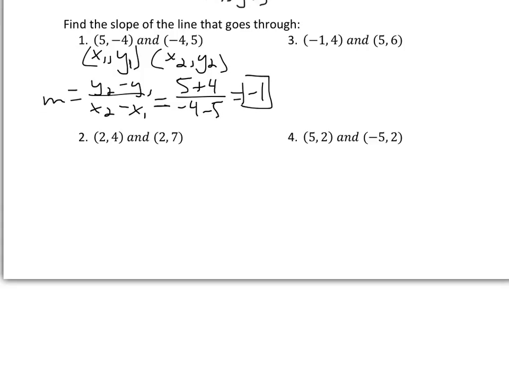Number 2. Slope is 7 minus 4 over 2 minus 2. 7 over 0, or sorry, 3 over 0, right, is what you're going to get. The problem is you can't have a 0 in the denominator. If you have a 0 in the numerator, that's fine, it's just 0. But you can't have a 0 in the denominator. What that's going to do is tell us it doesn't exist, so there's no slope or it's undefined.